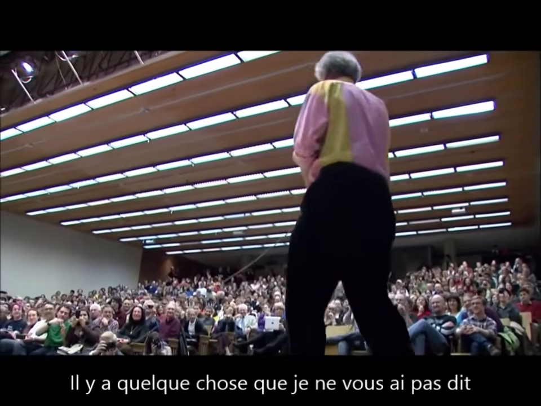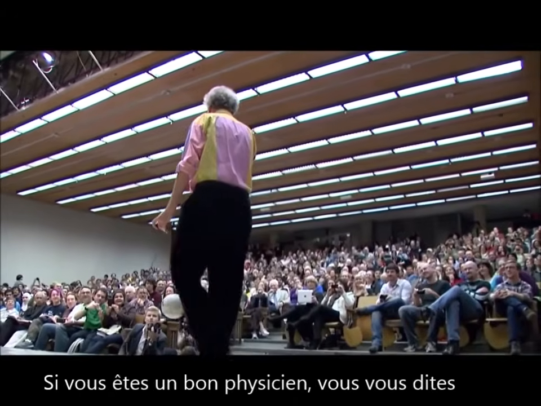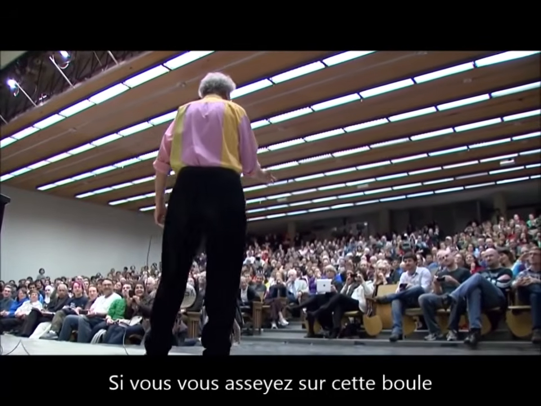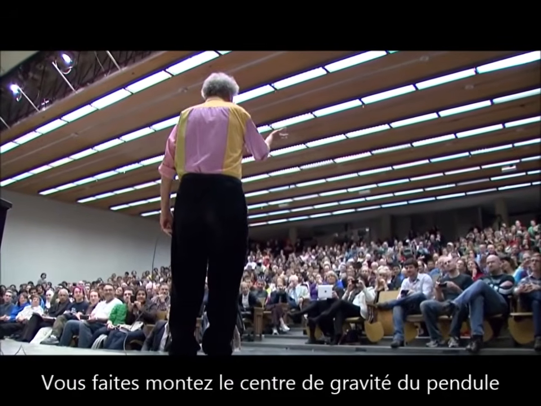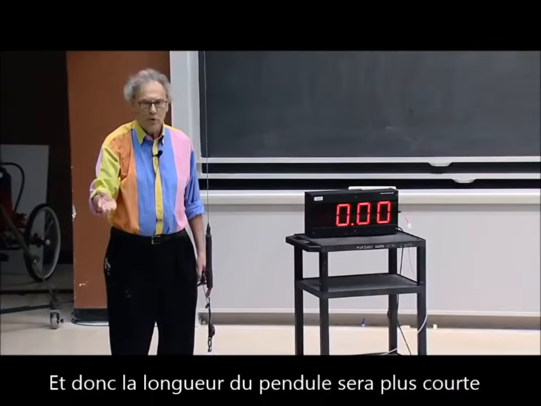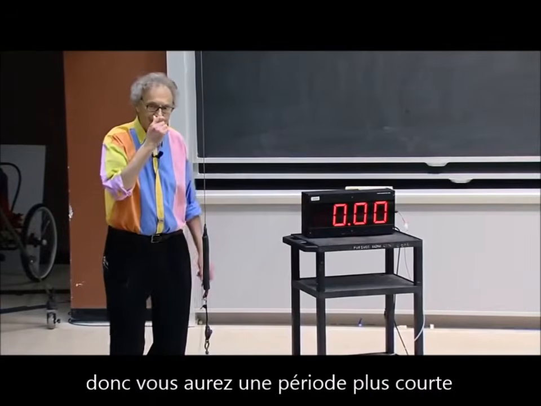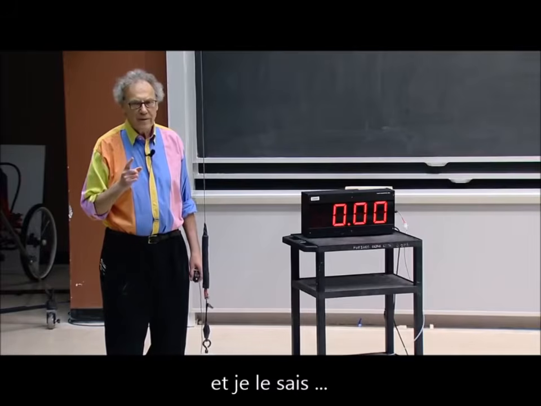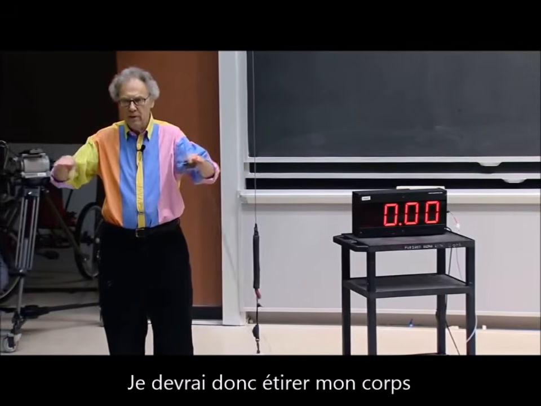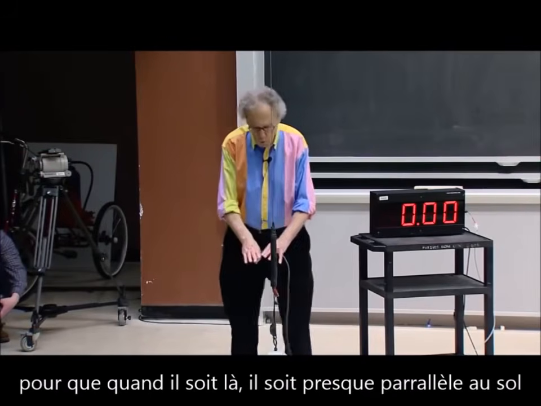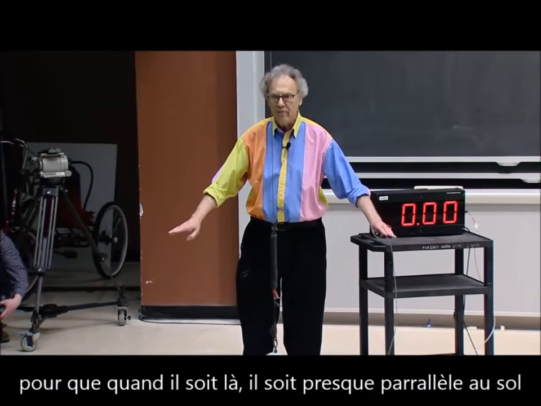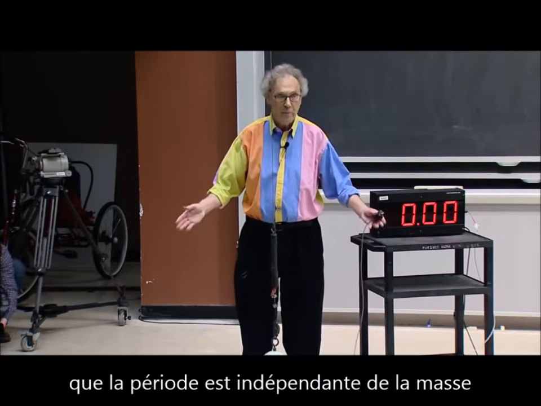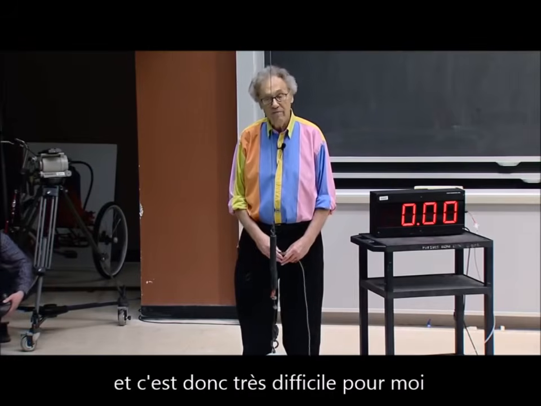Oh, there's something else I haven't told you. If you're a good physicist, you will say, if you're going to sit on that bulb, then effectively you bring the mass of the bulb up, and so the length of the pendulum will shorten, and so you get a shorter period. And I know that too. Therefore, I will have to stretch my body so that when it is here, it is almost completely parallel to the floor. If I don't do that, I will not be able to convince you that the period is independent of the mass. And that makes it very difficult for me.